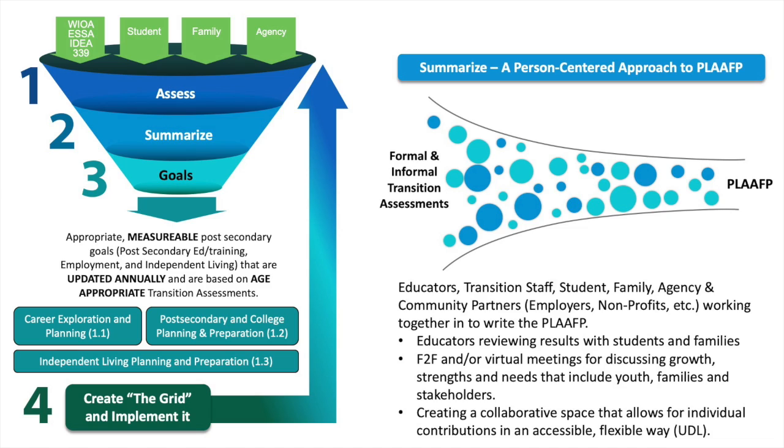We should take a person-centered approach to creating the present level of academic and functional performance. This means that educators, transition staff, student, family, and agency and community partners, which might be employers or nonprofits, all need to work together in order to write parts of this document. And this might include educators reviewing results with students and families, face-to-face or virtual meetings for discussing growth, strengths, and needs that include youth, families, and stakeholders together, as well as collaborating together and maybe making a collaborative space or an online or a physical document that allows for individual contributions in an accessible and flexible way.